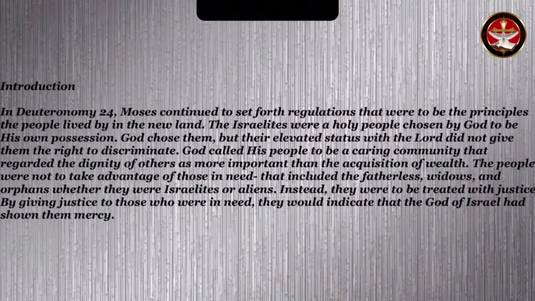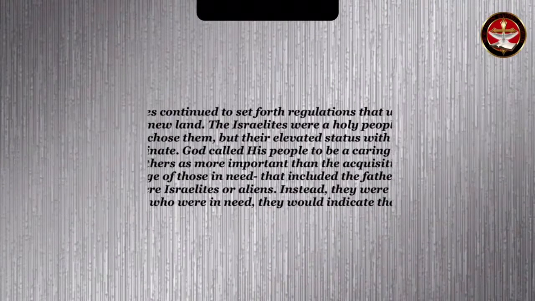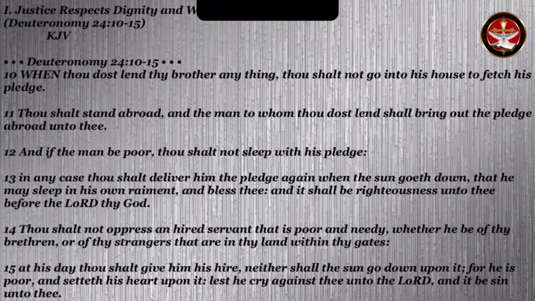God called His people to be a caring community that regarded the dignity of others as more important than the acquisition of wealth. The people were not to take advantage of those in need, including the fatherless, widows, and orphans, whether they were Israelites or aliens. Instead, they were to be treated with justice. By giving justice to those who were in need, they would indicate that the God of Israel had shown them mercy. The first lesson text: justice respects dignity and worth, Deuteronomy chapter 24 verses 10 through 15, King James Version.